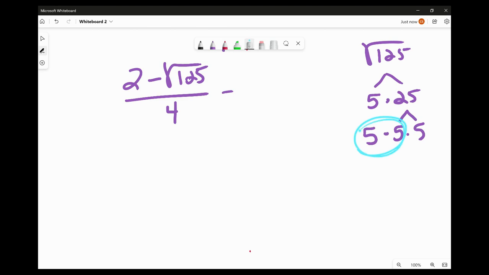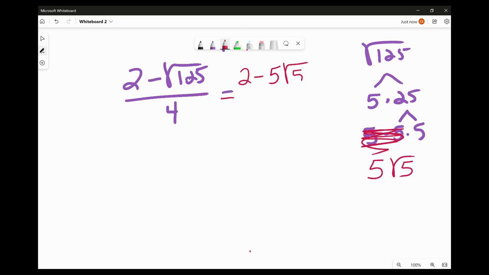Notice I have a partner group of 2, so I can bring a 5 to the outside, cancel out 2 on the inside. There's a 5 left, so that's going to stay like this. So if I'm going to simplify this, I just change that so it looks like this: 5 times the square root of 5 all over 4. Now, if I want to simplify this more, I have to check these 3 whole numbers and see if all those 3 numbers can be divided by the same thing. In this case, there isn't anything that 2, 5, and 4 all divide evenly by, so it stays the same.